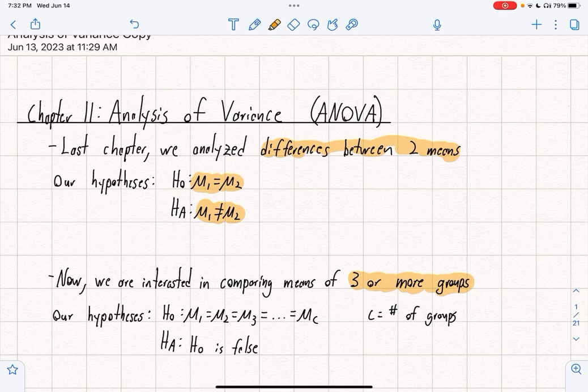And then our alternative is that the null is false. So what we're saying is that this is not true. At least one of these is broken. That doesn't mean they're all different. So this one could be broken, this one could be broken, this one or this one. All the alternative hypothesis is saying is that at least one of these equality signs is not true. At least one pair of means are different from one another. Now it could be multiple, it could be all of them. We don't know. We're going to worry about that question later. But right now we're just saying the null hypothesis is false.